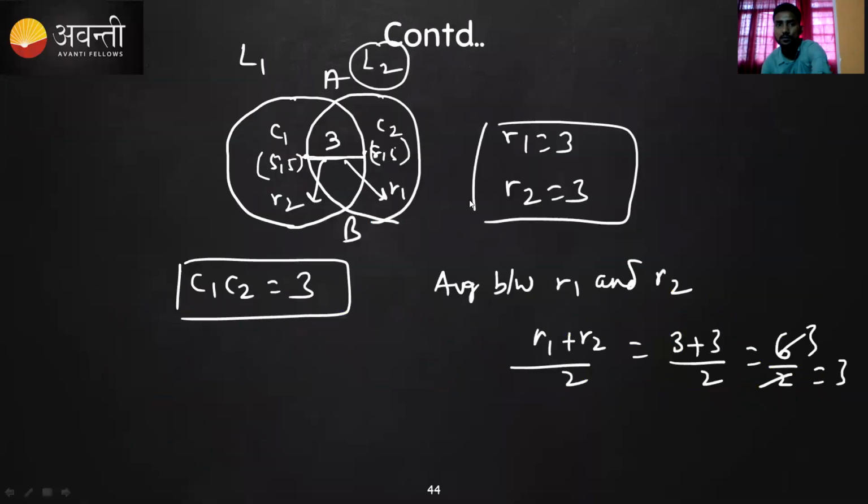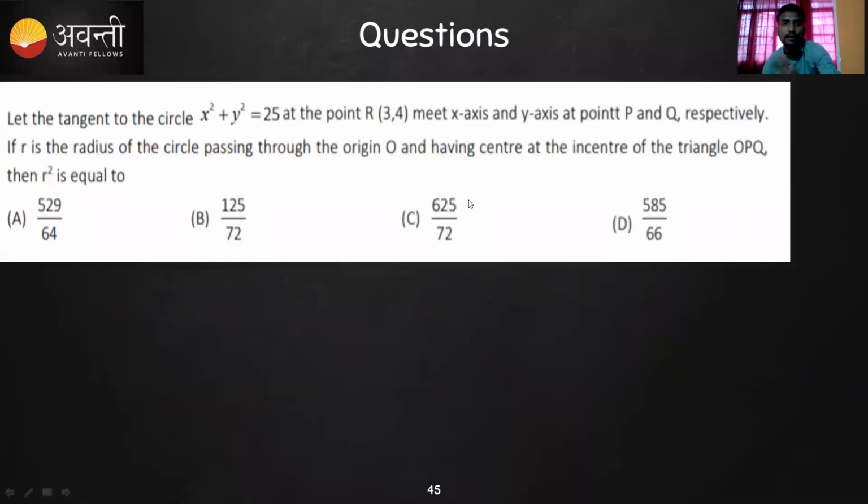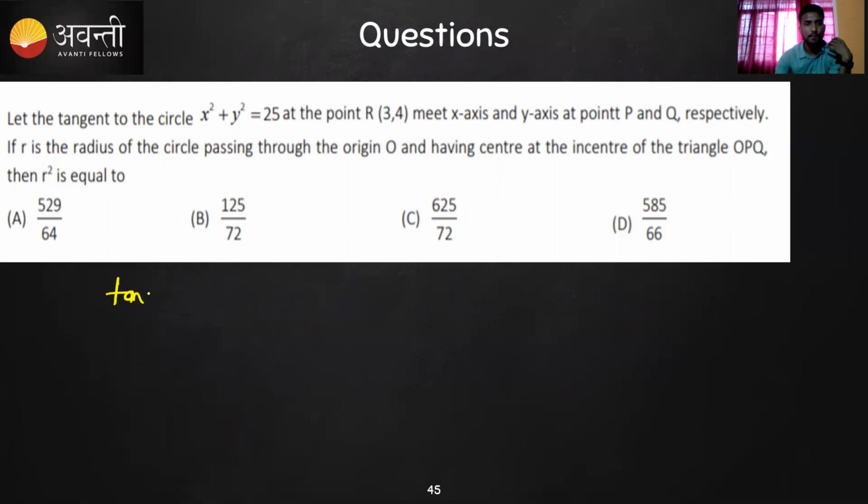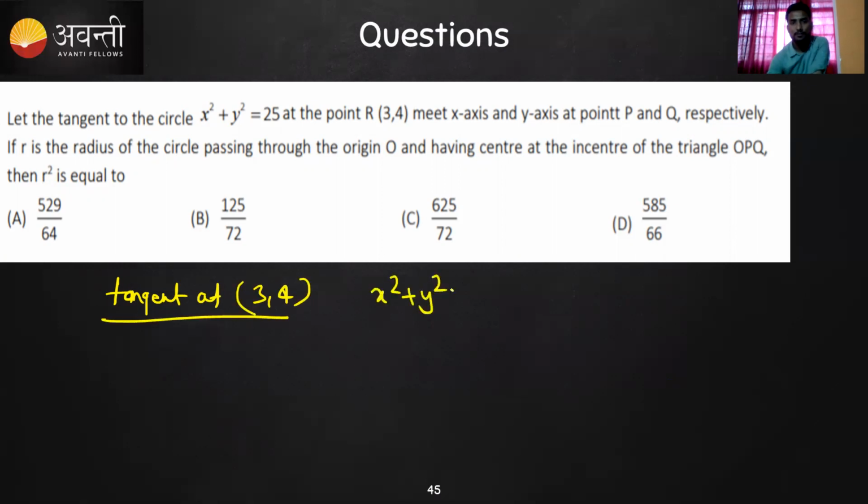Okay guys, so just quickly moving into the next thing. Okay, so here you can see I can make you understand these things. What you can do in this question: we have been given a tangent to the circle. Let the tangent to the circle x square plus y square is equal to 25 at point R. So what we can do? We have to find this tangent at (3, 4).